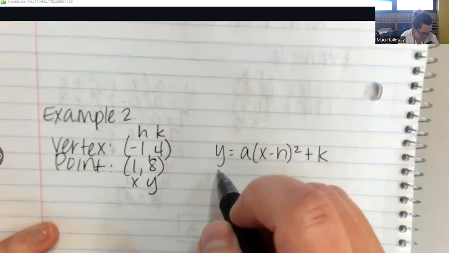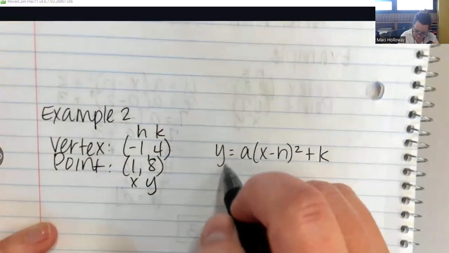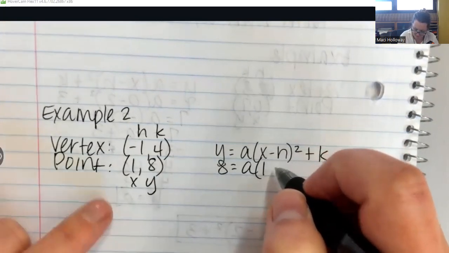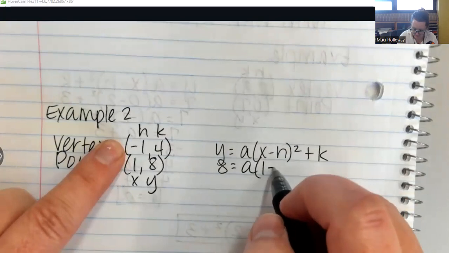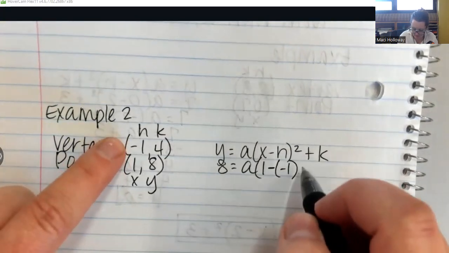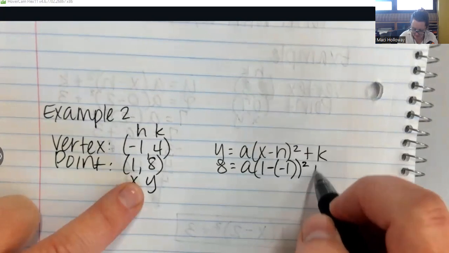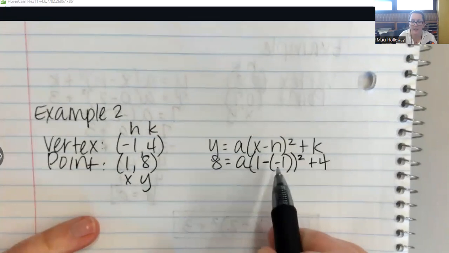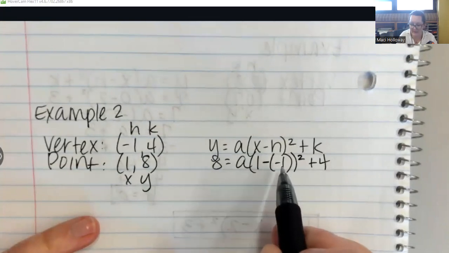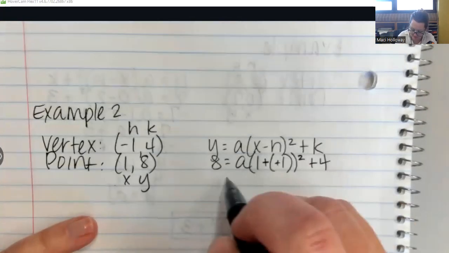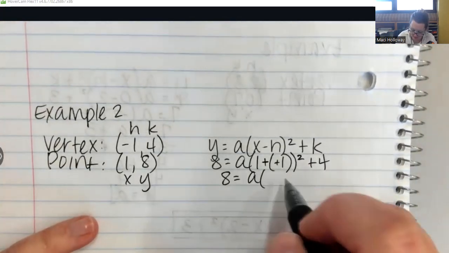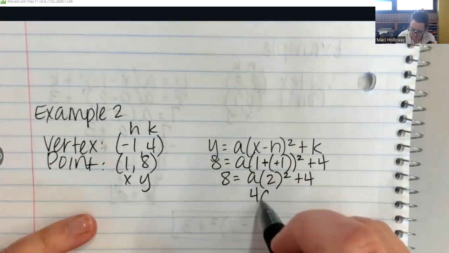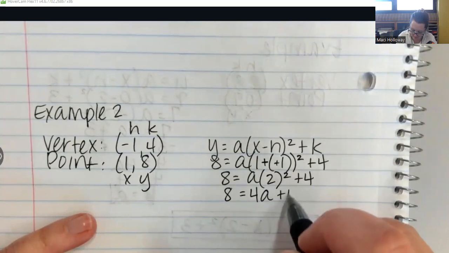We're going to put our y value in first. So we have 8 equals a, and then 1 for x. And look at this, we have minus a negative 1 squared, and then plus our 4. This one's a little bit different because we have a negative h value. If we have minus a negative, we know that it's going to be plus a positive. So we have 8 equals a times 2 squared plus 4. 2 squared is 4, so we have 4a, just bringing everything else down.